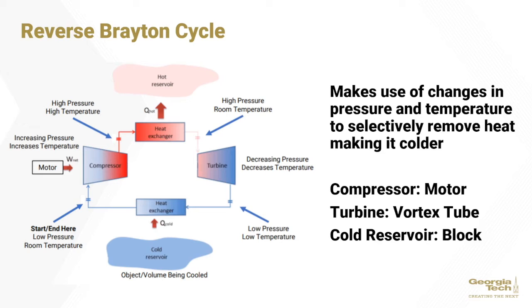The reverse Brayton cycle changes the temperature and pressure of the fluid to selectively remove heat. Starting on the bottom left, air at ambient temperature and pressure enters the compressor, which increases both the temperature and pressure. Then a heat exchanger removes the heat from the air, returning it to ambient temperature. Then a turbine expands the air, decreasing pressure and decreasing temperature. Finally, the cold air cools the load.